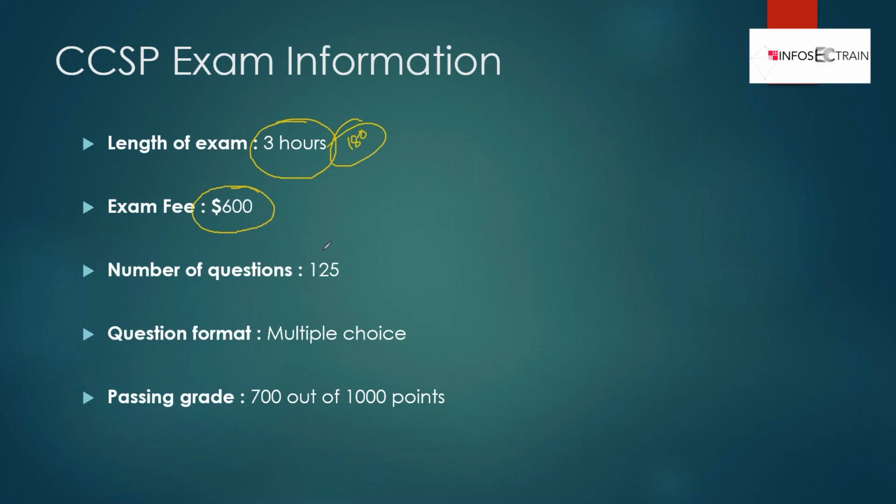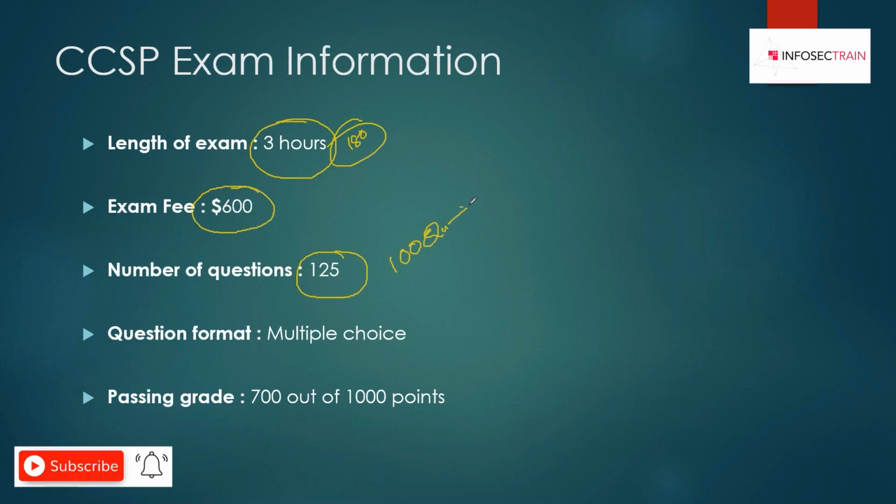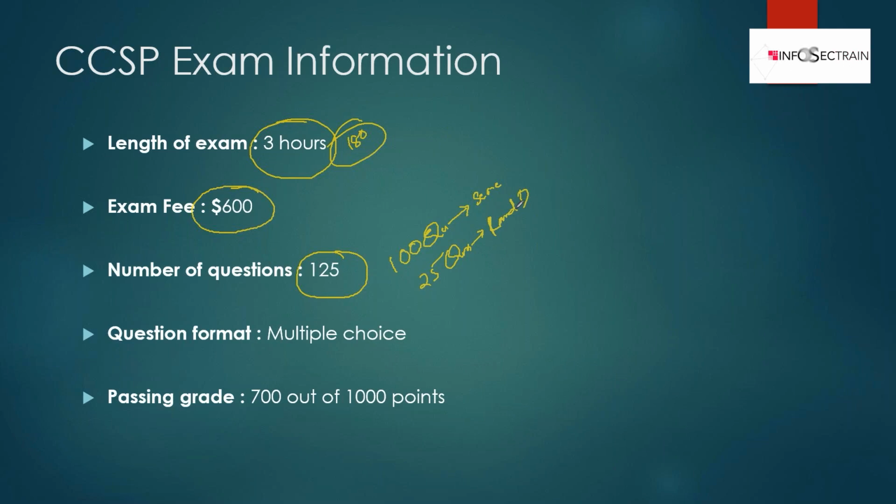You have a total of 125 questions in the exam, but there is one thing you have to keep in mind. Out of these 125 questions, only 100 questions are scored. Don't forget, you are getting a score only for the 100 questions. For the remaining 25 questions, you are not getting any score. They are for research and development. So the exam has 125 questions: 25 questions for research and development, and 100 questions for scoring.